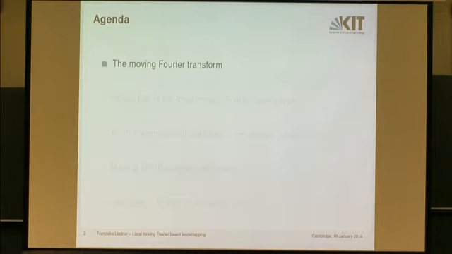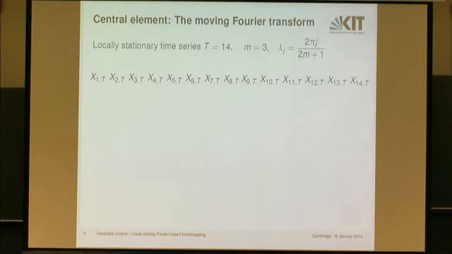Well, let's start with the moving Fourier transformation. I'm a friend of keeping it nice and simple, and therefore we're going to start looking at a locally stationary time series of length 14. Locally stationary tells us it's basically stationary in a small environment. And the radius of this environment in our example equals 3. Lambda j are the Fourier frequencies. And we can thus assume that this stretch of data is basically stationary, centered around x4.